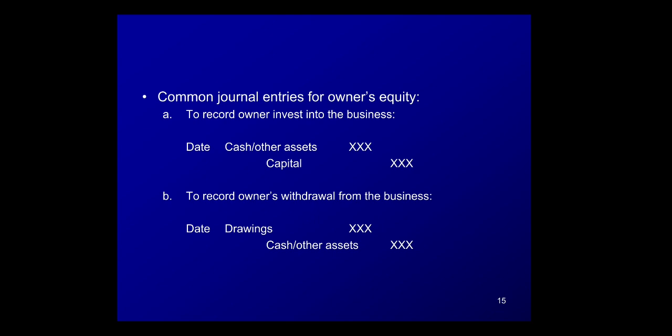So if the owner of the business takes $200 from the business, how to record that? The way to record that is like the one that you can see in point B in this slide. First, you have to write the date, and then you have to debit account drawings or withdrawal. In our example, it is $200 cash. So debit drawing $200, credit account cash $200.